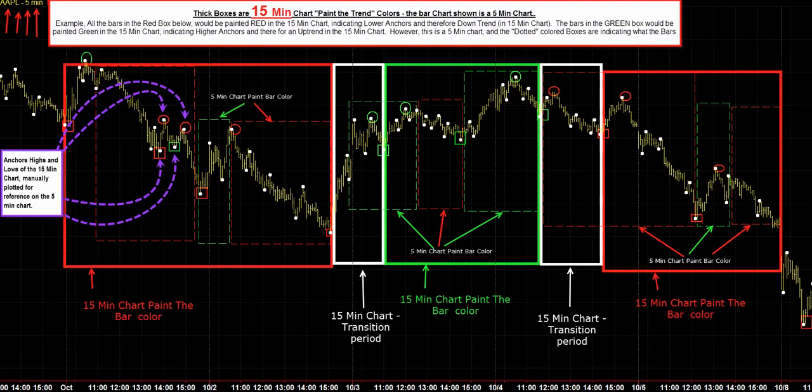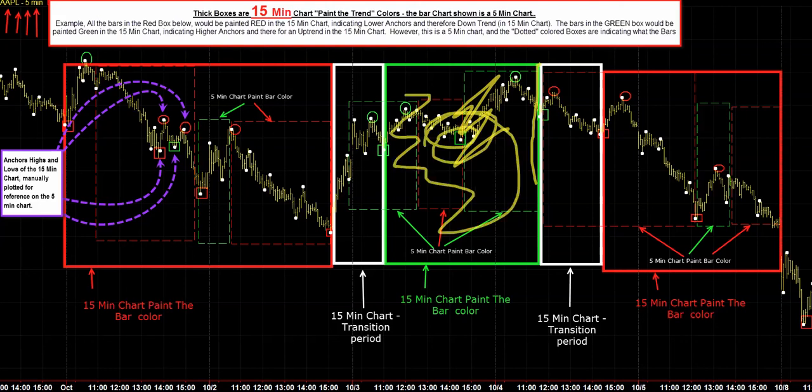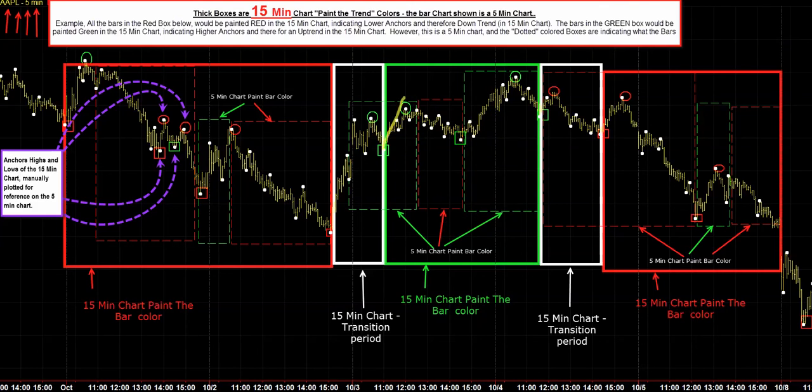On this side, let me redraw that. On this transition period, it's much, much better. We know that up until this point, it's green on the 15-minute, because all of it here is 15 minutes. This is all higher highs. We have a higher high, higher high, so it's all up.